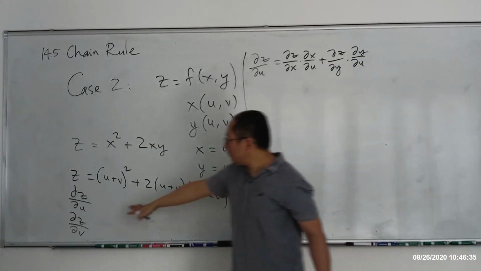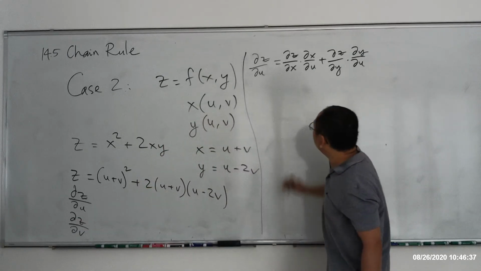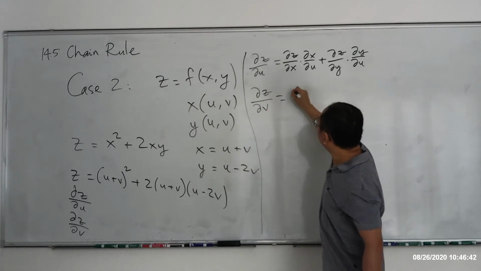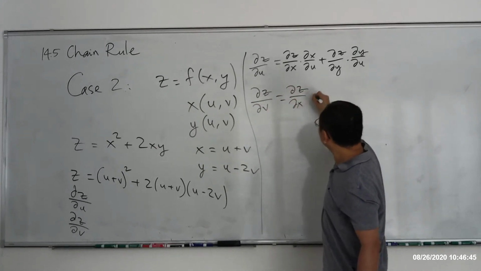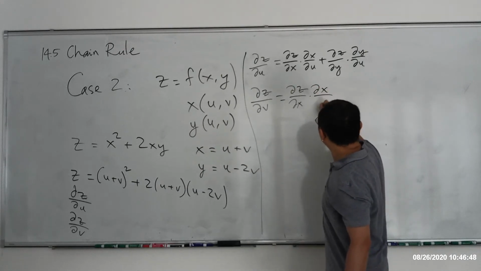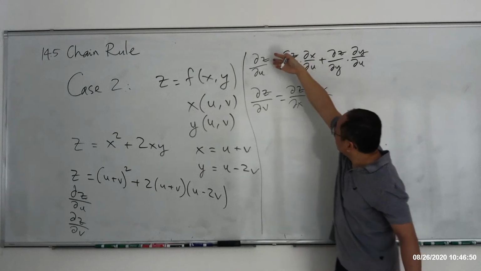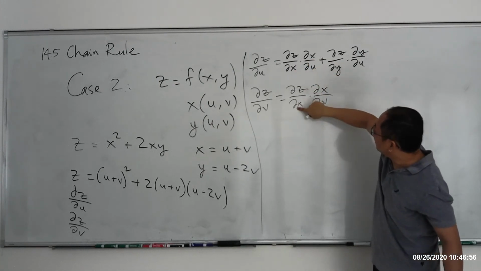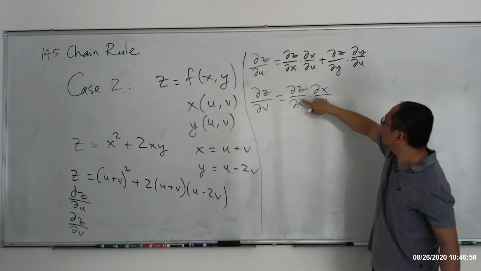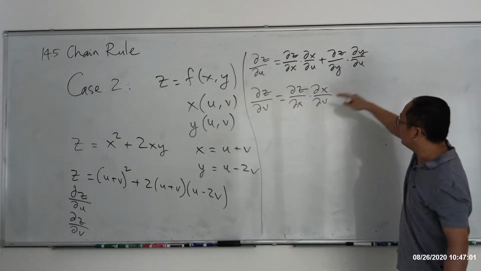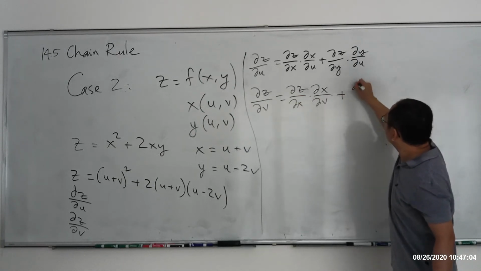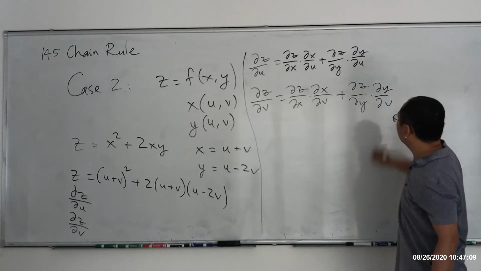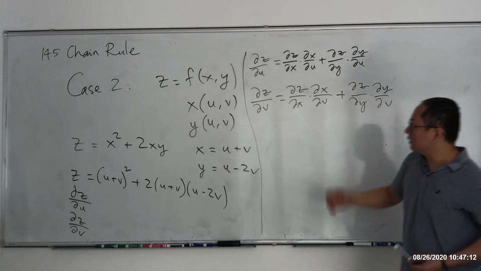Similarly, I want to differentiate function z with respect to v. Partial derivative of z with respect to v. It's going to be dz over dx times dx over dv. Because in here, the same way, just replace u by v. The original function has variable x, so differentiate with respect to x, and then times the function x with respect to v. And plus dz over dy times dy over dv. And I have dz over dv.